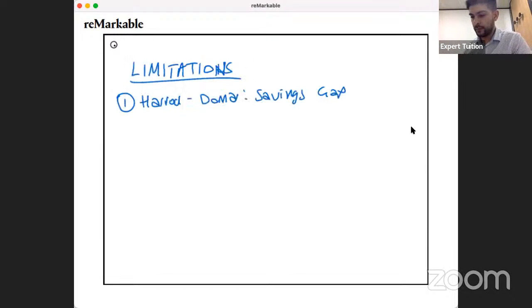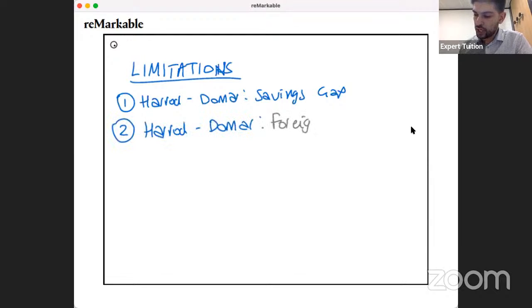Right, back here. Second problem, Harrod-Domar again. The Harrod-Domar model is broken down into 2 parts. This is called the foreign exchange gap.